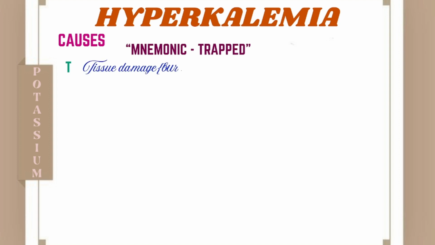T stands for tissue damage, burns, crush injuries, or hemolysis. In case of any tissue damage because of burn or crush injury or hemolysis, cells are also damaged. And when cells are damaged, potassium will move out from cells into the blood. More potassium is there in the blood, so serum hyperkalemia develops.